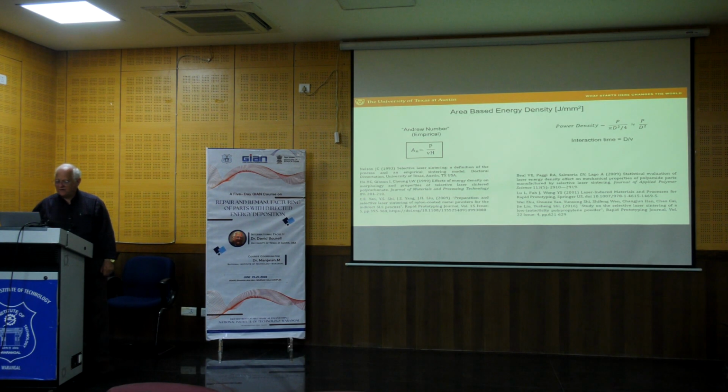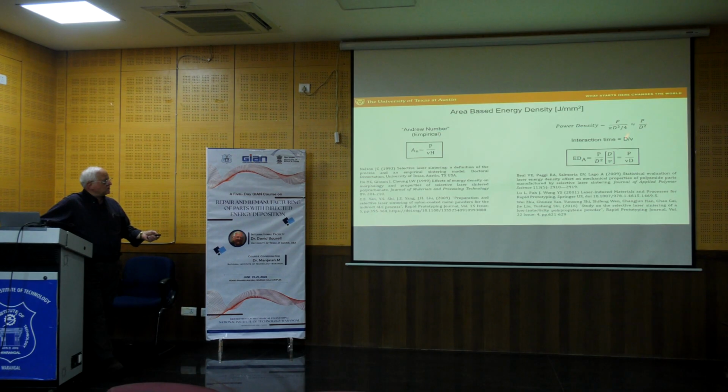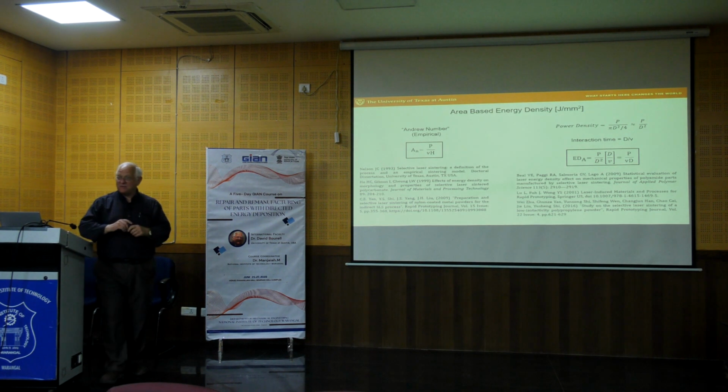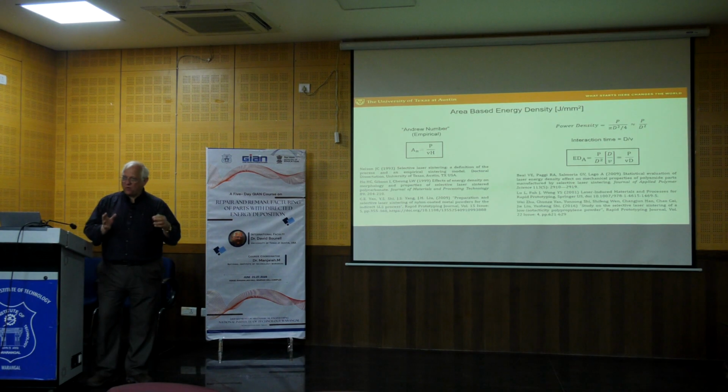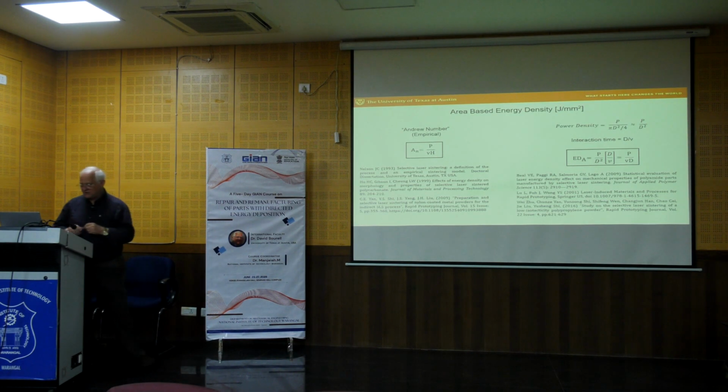It turns out we can use D over V to get the interaction time, and if we substitute this in, we can get the energy density by multiplying this power density by the interaction time, and this reduces to P over VD. So again, comparing these two forms, we see that once again, as was the case for volume energy density, the difference is I'm replacing the hatch spacing with the beam size. And so we have these four forms that parallel each other to some degree.